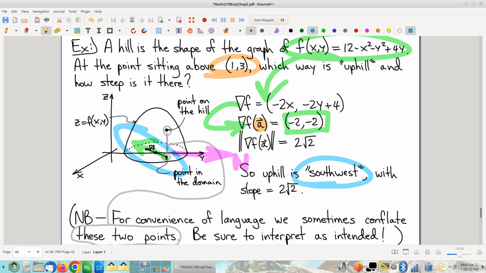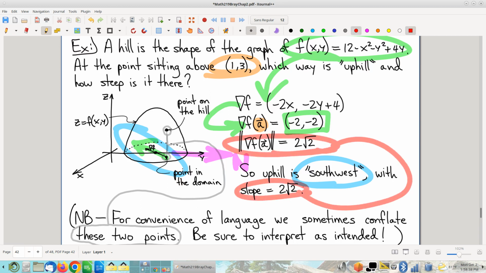And how steep is it in that direction? Well, it's pretty steep. The magnitude of the gradient tells me how steep it is, and 2 root 2 is nearly 3. That's like, what's that, 2.8 something? That'd be a slope about like this. That's really steep. That's definitely use your hands climbing, right? This is not a casual walk. Okay. Everybody okay?